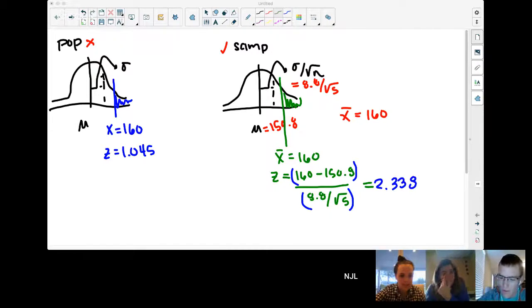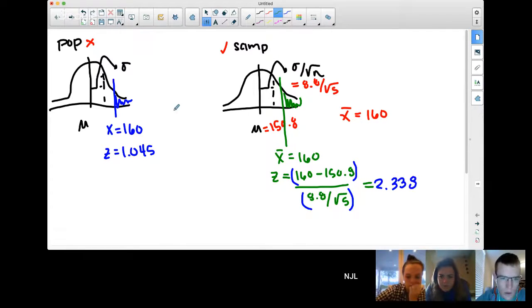I got an area of 0.0097. Okay, so that would round to 0.01. If you rounded it to 3, this area would be 0, right?